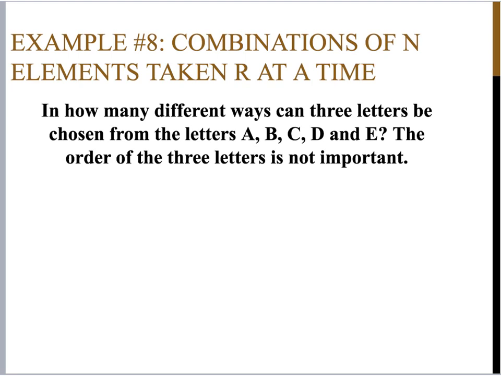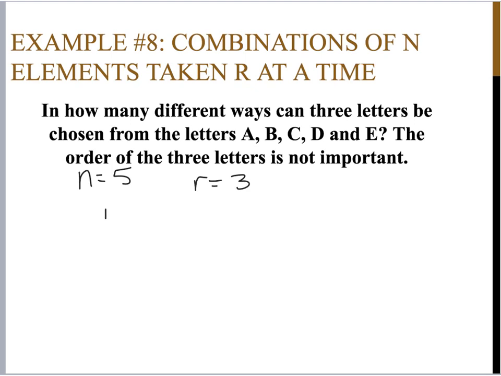So with that being said, if we start our problem, there are 5 letters. So the number of elements is 5. It says, in how many different ways can 3 of those 5 letters be arranged? So the r, or the amount taken at a time, is 3.